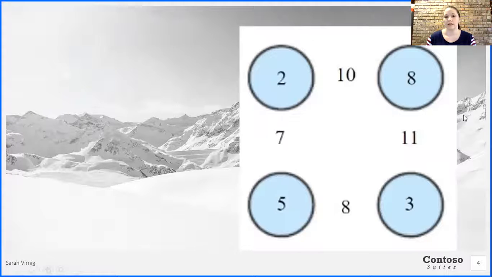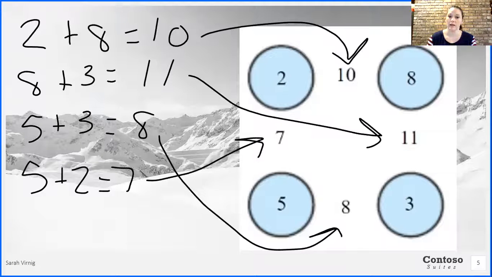So here we see that 2 plus 8 equals 10. And on the top, we can see that 10 is in the middle and 2 and 8 are on the outside. And 8 plus 3 is 11. 3 plus 5 is 8. 5 plus 2 is 7. And if we're missing a circle, we can also subtract. So you can do 7 minus 5 to get 2. And that's just another way to find the answer.